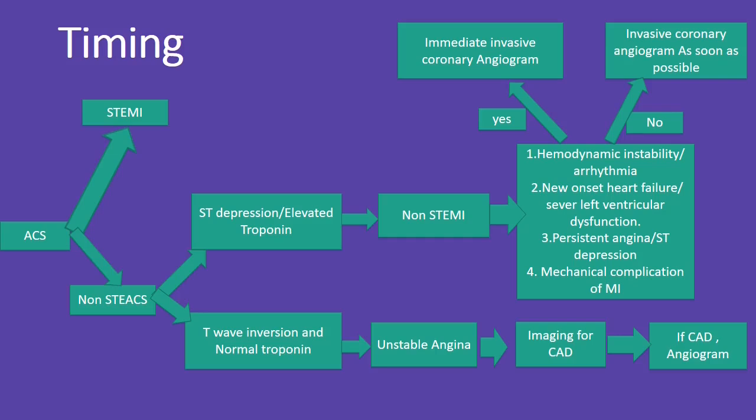When it comes to unstable angina, we should look for coronary artery disease with imaging studies or stress studies. If imaging or stress studies suggest coronary artery disease, we should go for angiogram. This is the summary of revascularization and the timing of angiogram.